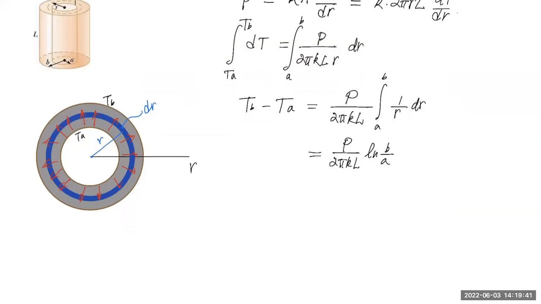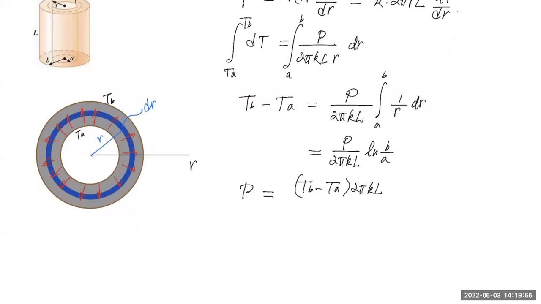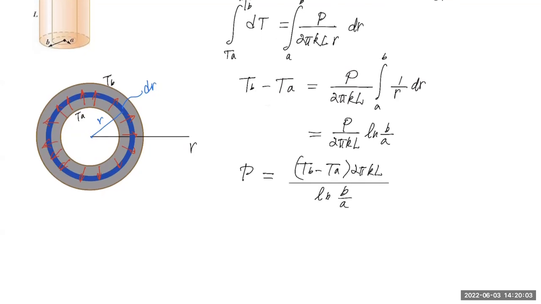And this allows me to find P. So I can solve for P now. It is equal to TB minus TA times 2 pi KL divided by the natural log of B over A. Okay, so this is my result.